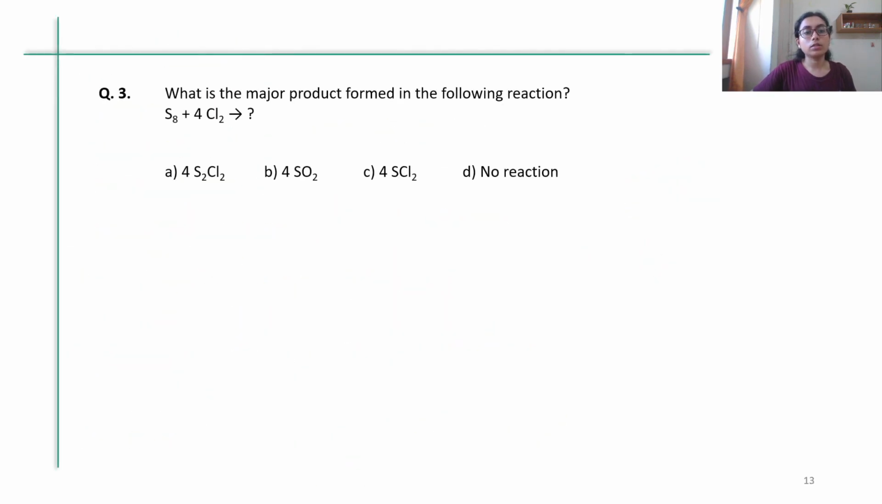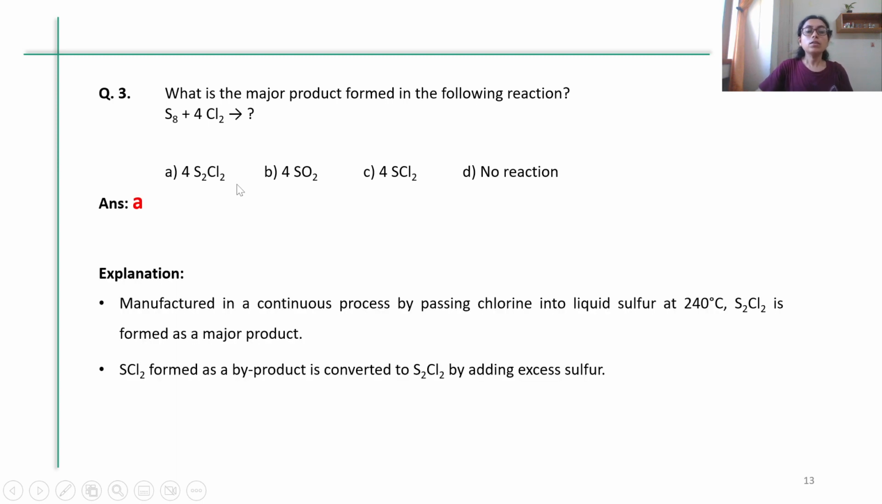The next question is about the reaction of elemental sulfur with chlorine. When S8 reacts with chlorine gas, what will be the major product: S2Cl2, SO2 or SCl2? The correct answer is S2Cl2. Disulfur dichloride will be the major product, but sulfur dichloride, SCl2, will also be a minor product. This SCl2 can be converted back to S2Cl2 by addition of excess sulfur.